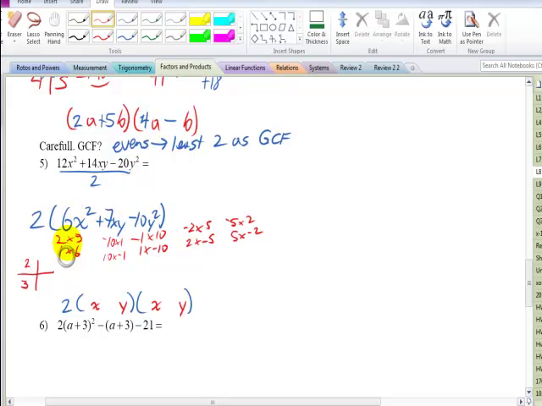What are the factors of 6? 2 and 3, 1 and 6. So that could be your options for your left. And for 10, you have all these options, right? The middle, we always do the sum for checking the middle. Plus 7, right? Okay.